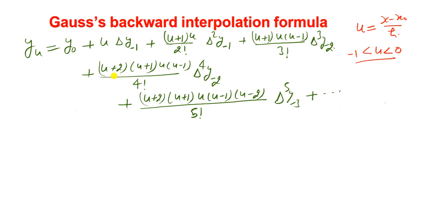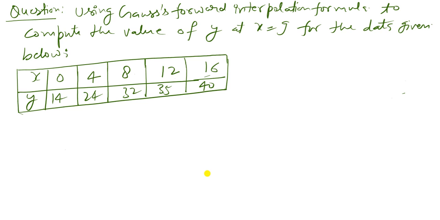So the Gauss forward and Gauss backward interpolation formulae are explained with the help of a question. Now the question is: using Gauss forward interpolation formula, compute the value of y at x is equal to 9 for the data given below. The x arguments are 0, 4, 8, 12, 16. The y values corresponding to the x arguments are 14, 24, 32, 35, 40.